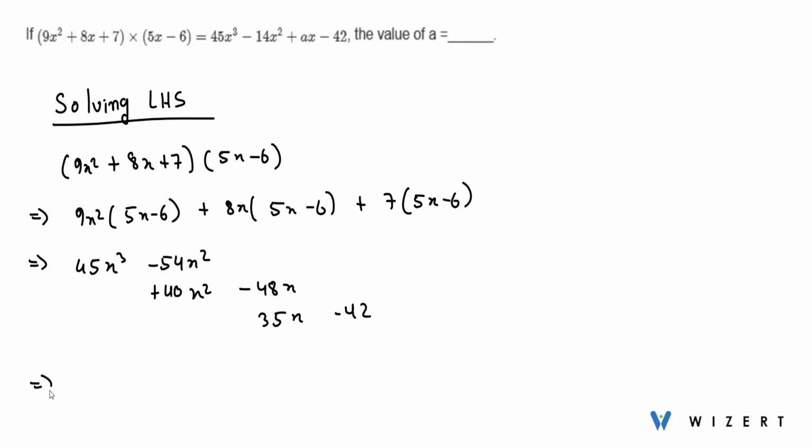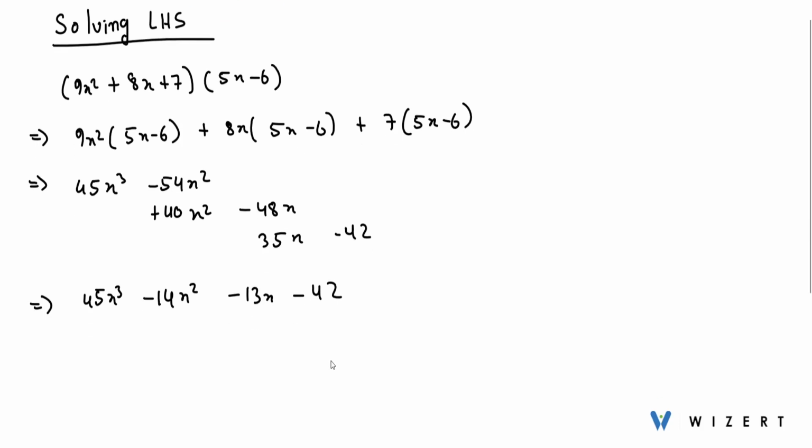So upon simplification we will have 45x cube. Minus of 54x square plus 40x square will give us minus of 14x square. 35x minus of 48x will give us minus of 13x, and then we have minus of 42. Now let's write it over here.